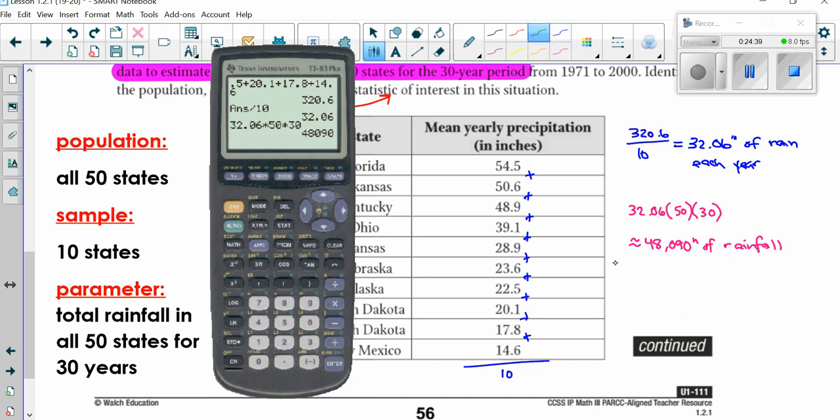I could have actually done this with a lot less conversions. I could have just taken my total rainfall from the beginning, and that was for 10 states, and multiplied it by 5, because if that's for 10 states times 5, that makes 50 states. And then I would do it for a 30-year period of time, and that would actually get me the exact same thing. Okay. We have one more example to do.